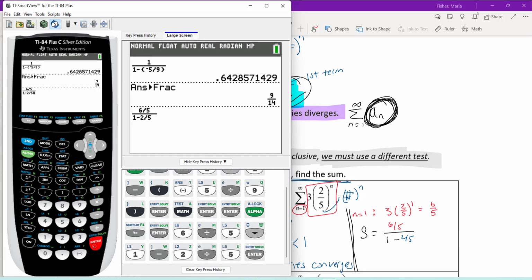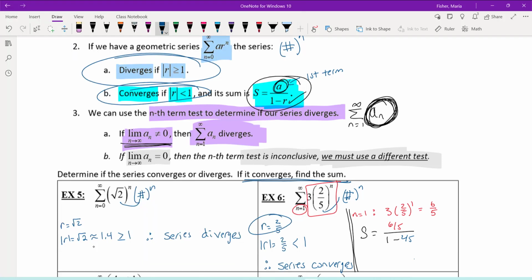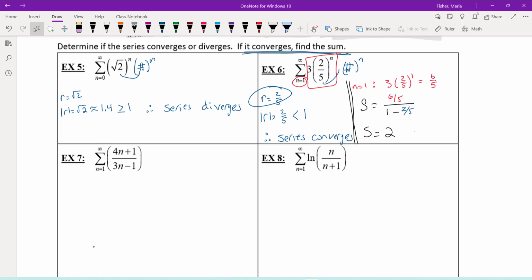You hit enter and you end up with 2. That means that this sum is equal to 2. What about example 7? The sum from n equal 1 to infinity of 4n plus 1 divided by 3n minus 1.